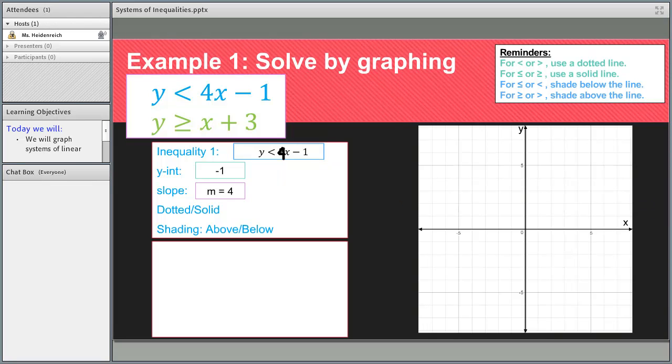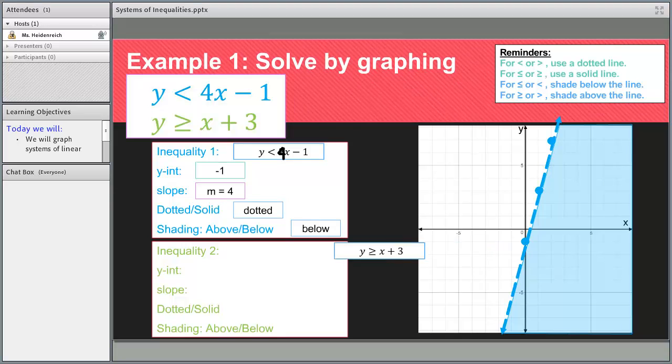I'm going to kind of zoom through this because we've already done this a couple times now. We've got a dotted line because it's a less than symbol and we're shading below the line. So here we go. Point at -1 and up 4, right 1 for our slope. Don't forget it's a dotted line. And here goes the shading. Okay, that's the first one.